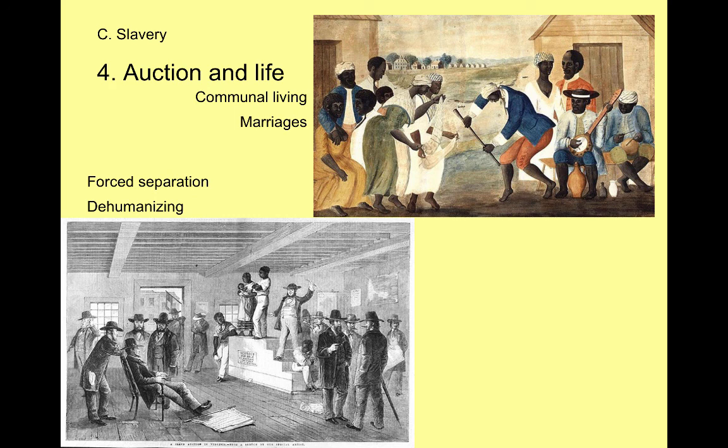And oftentimes in the marriage vows, it wouldn't be until death do us part. It would be until death or distance do us part. Because at any time, your owner could sell you or your wife or husband or your children to another plantation, maybe to pay off debts or to make some money or what have you. And so family life was very tenuous. You never knew when it could dramatically change and you would be separated from your family or wife or husband.